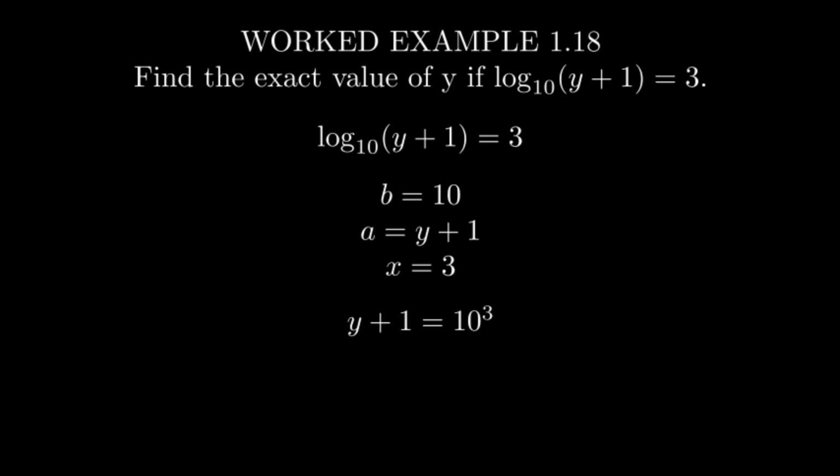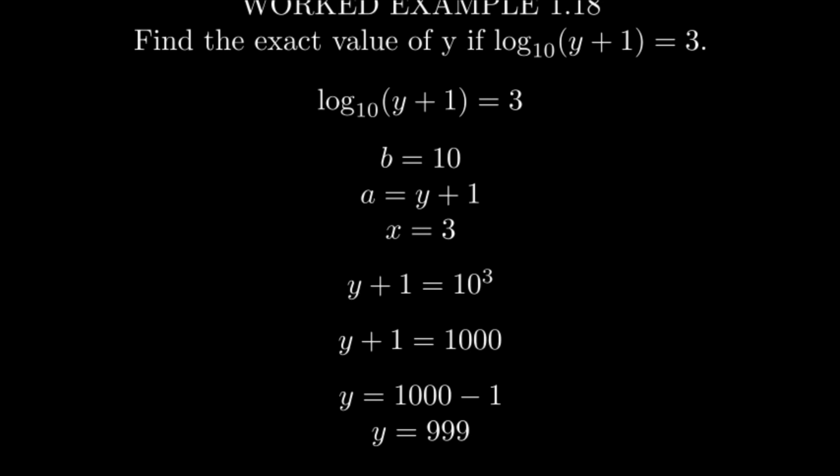Now we have a simple algebraic equation. First, let's calculate 10 cubed. 10 cubed is 10 times 10 times 10, which is 1,000. So our equation is y plus 1 equals 1,000. To find y, we just need to subtract 1 from both sides. Subtracting 1, we find that y equals 999, and that's our exact answer. Let's do one more to solidify this.